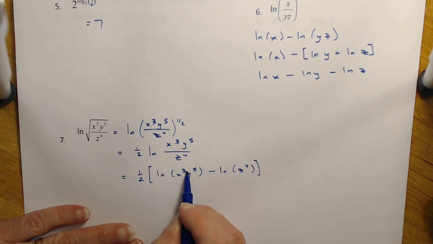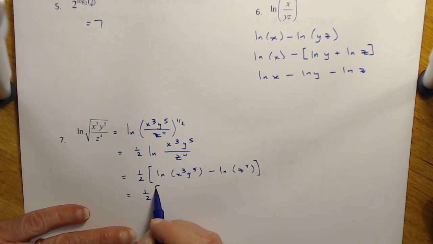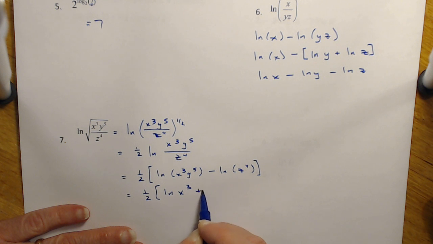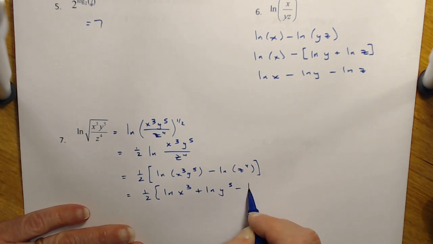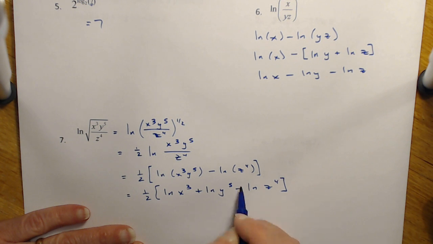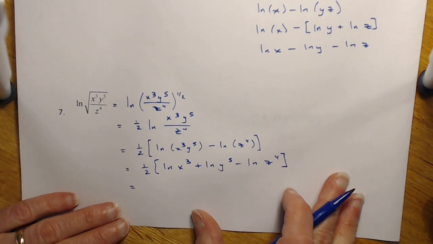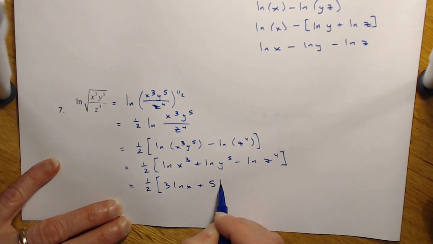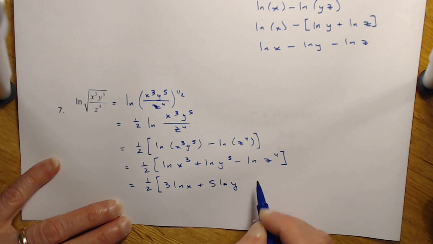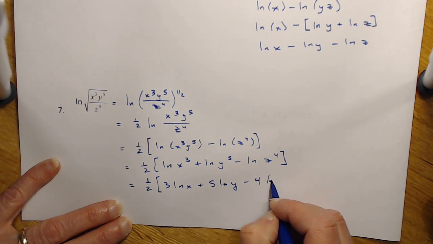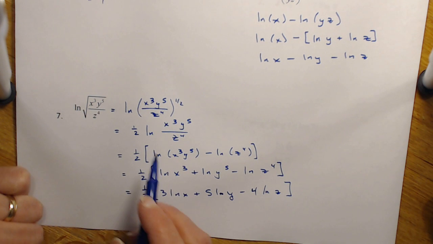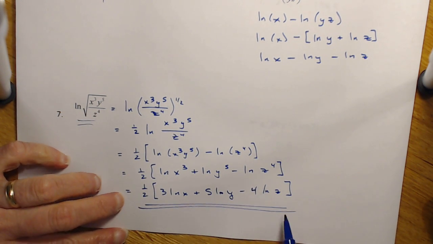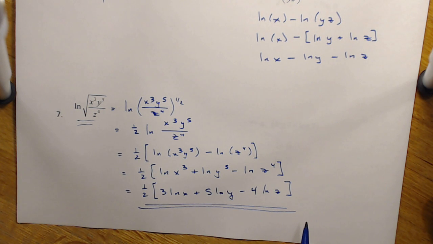Okay, now I can get at this power, but let me deal with this first. I have a product. You can't get at that 3 or 5 until these get split apart. So it's the log of x cubed, remember, plus the log of y to the 5th. Still have this. And now we can bring down each of those powers. So we have 3 ln x plus 5 ln y minus 4 ln z. Okay, now what's better, this or this? It sort of depends on what we're trying to do. Okay, so we just need to be able to write it in either form.